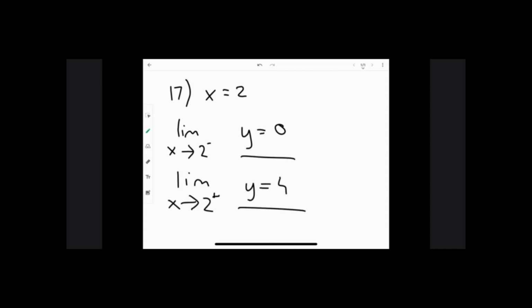Question 17 also asks us to find out how many points of discontinuity there are in the function. So if we look at x equals 1, we see that when it approaches 1 minus, it goes to minus infinity, but when it approaches 1 plus, it goes to plus infinity. So we know that there's a discontinuity at that point. If we look at x equals 2, we can see that as it approaches 2 minus, y is equal to 0, but when it approaches 2 plus, y is equal to 4. That means that there's a jump in the function at that point, which means that it's discontinuous at that point.